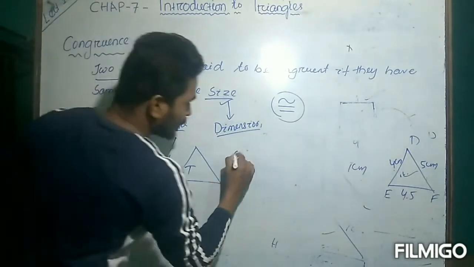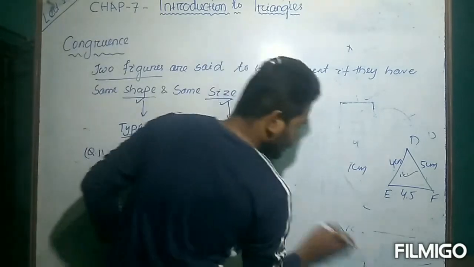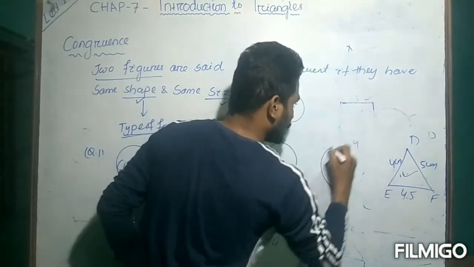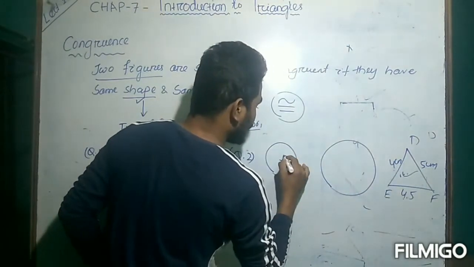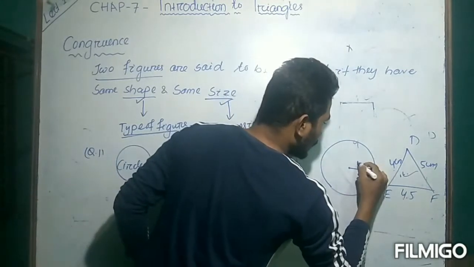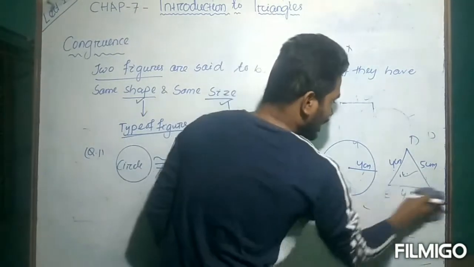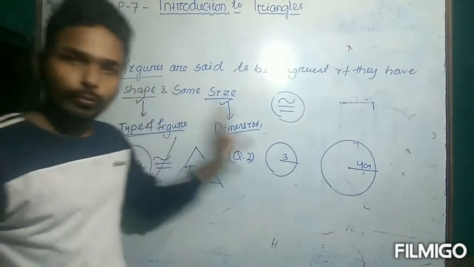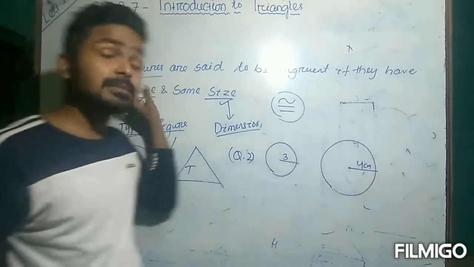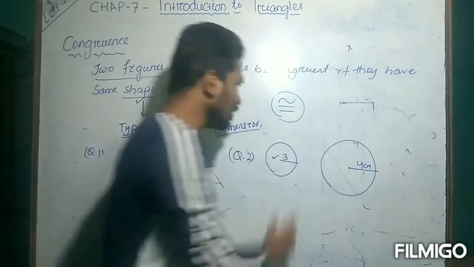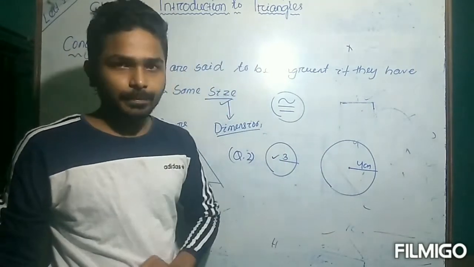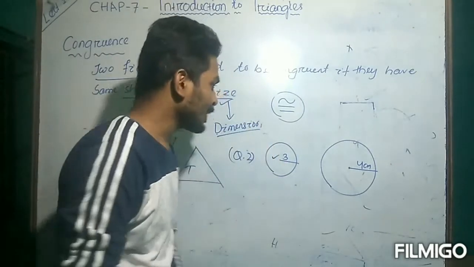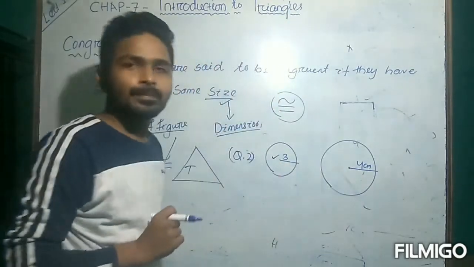Understood? Next example. A circle of radius 3, and another with radius 4. Now tell me whether these two figures are congruent or not. In order to find this, we have to first verify whether they have same shape. See, it is a circle, it is also a circle. So they have same shape. The first condition is satisfied. Now coming to the second condition, that is size. See, whether they have same size.